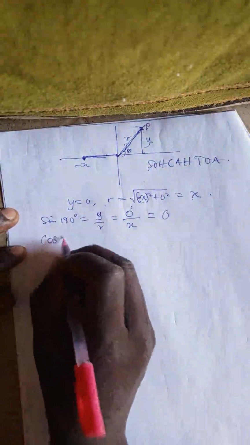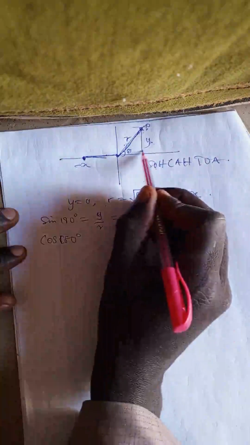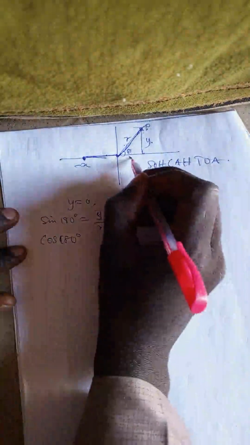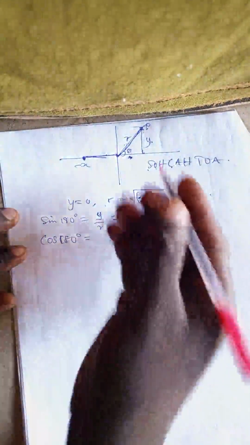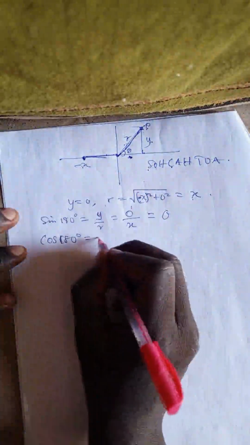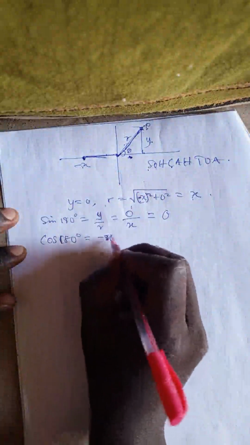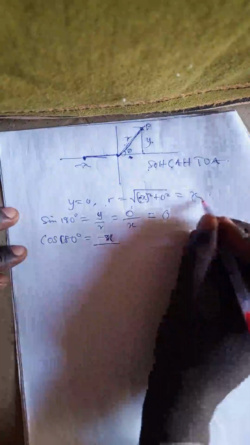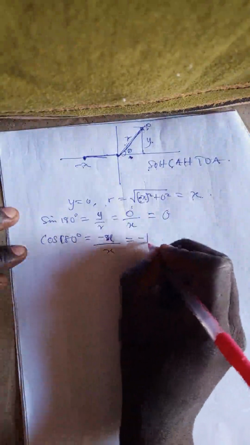We go to cos 180. Cos 180 degrees is adjacent over hypotenuse, and the adjacent here is minus x. Because x is negative here, we have adjacent, which is equal to minus x, over the hypotenuse, and the hypotenuse is equal to x. So we have minus x over x, and the answer is equal to minus 1. So cos 180 is minus 1.